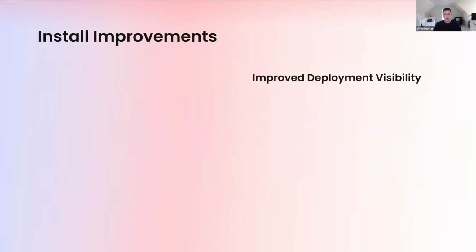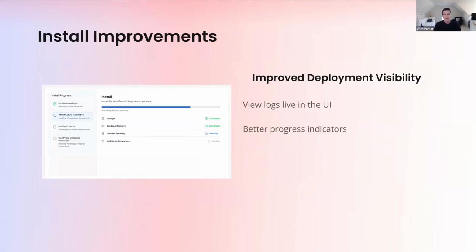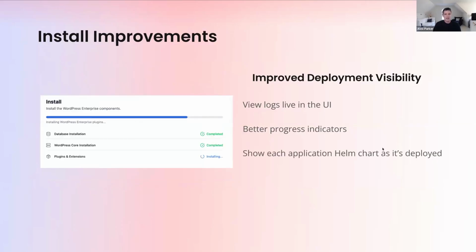Another benefit here is going to be the improved deployment visibility. So I showed logs being streamed live into that UI, making it a lot easier to troubleshoot things if anything goes wrong, or just to get a sense of how the progress is going. Better progress indicators across the board, so just clear what things have happened and are yet to happen, which steps we're at, and even for the whole install process, what's left, what's happening now, etc. And one thing that is going to be a big difference is showing each application Helm chart as it's deployed. For example, in this hypothetical WordPress application, there's 3 Helm charts that make up this application.